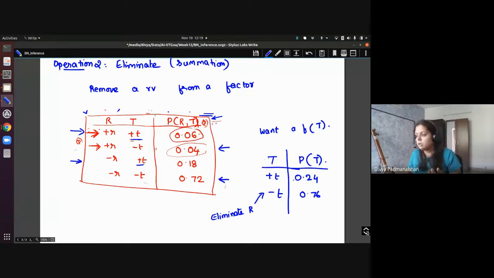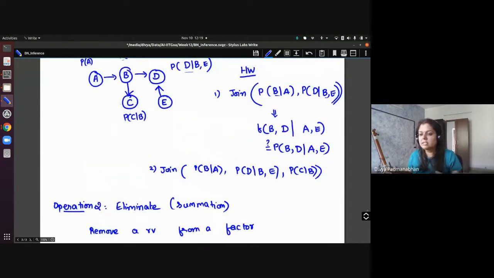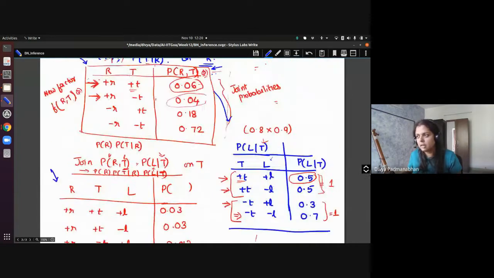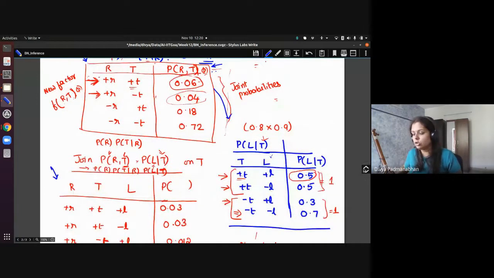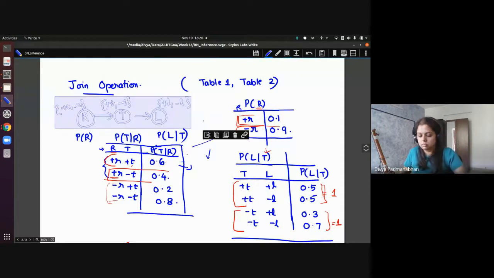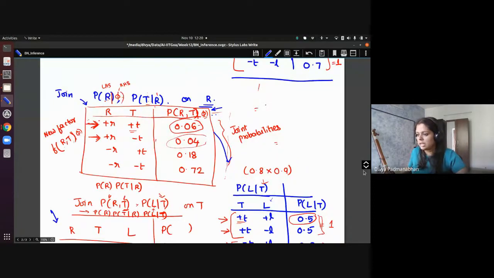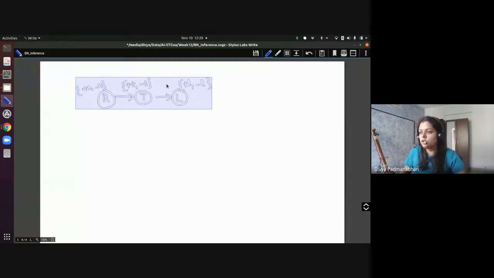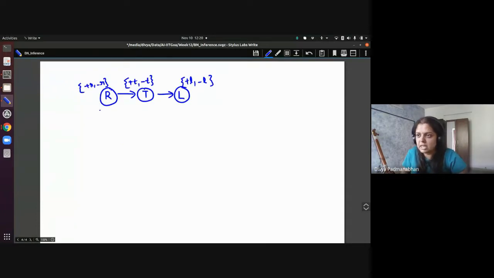Okay. So now with these two operations, we can do something, right? We can try to compute some query. There's also one more operation which I will slowly get to, but let's just try to do this operation of computing P of L with this. Okay. So let me just copy this chain. I won't copy the values because you can look them up. So from this chain, I will have P of R, P of T given R, and P of L given T.